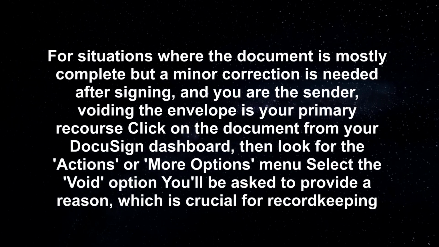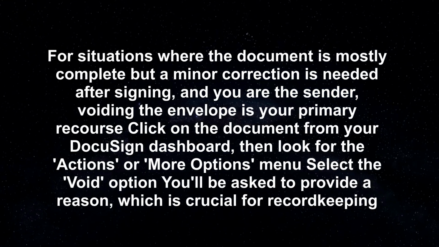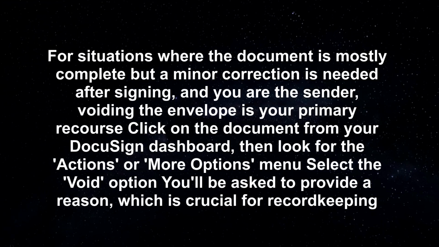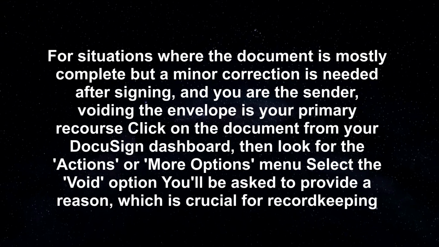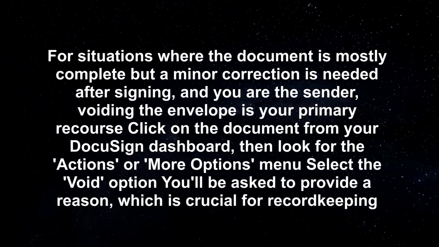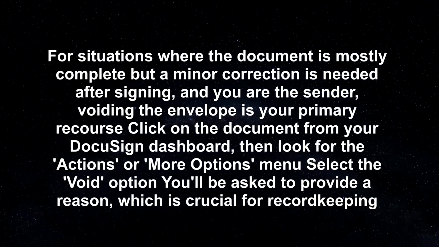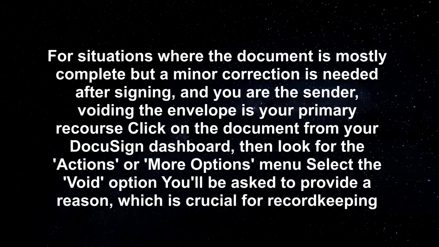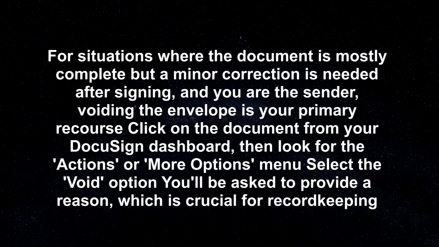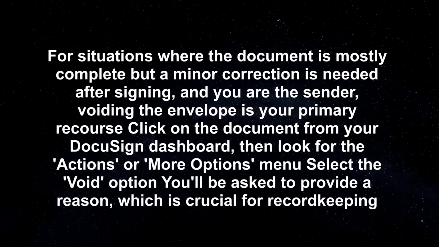For situations where the document is mostly complete but a minor correction is needed after signing, and you are the sender, voiding the envelope is your primary recourse. Click on the document from your DocuSign dashboard. Then look for the Actions or More Options menu. Select the Void option. You'll be asked to provide a reason, which is crucial for record keeping.